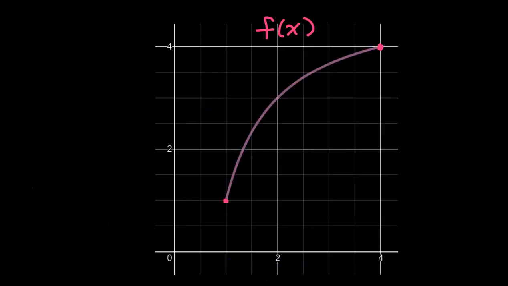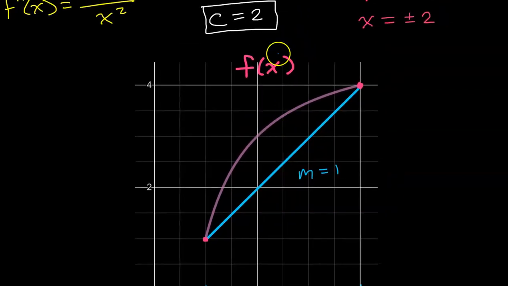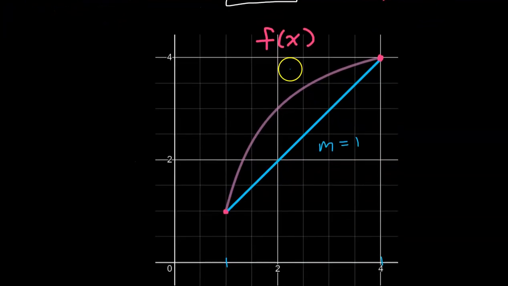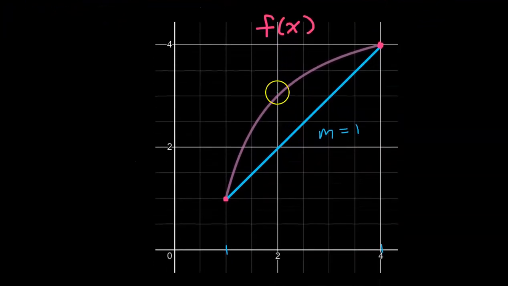Let's take a brief look at this graphically. So the average rate of change is simply the slope from here to here. We found that the average rate of change was 1. And according to the mean value theorem, there should be at least one value on the interval between 1 and 4 where the instantaneous rate of change is equal to that same average rate of change of 1. And we came up with the value c equals 2. So that would be right here. Boom.